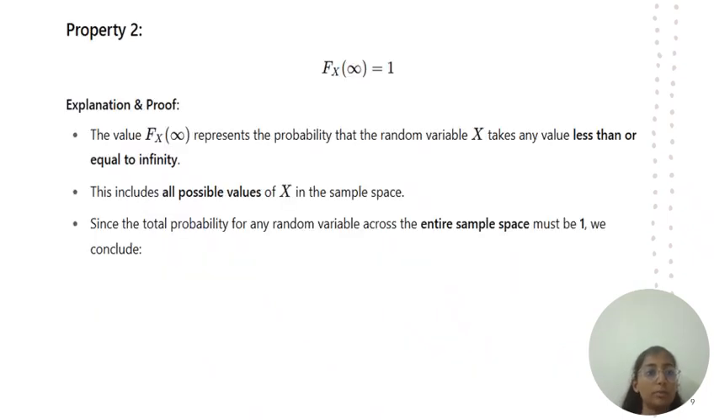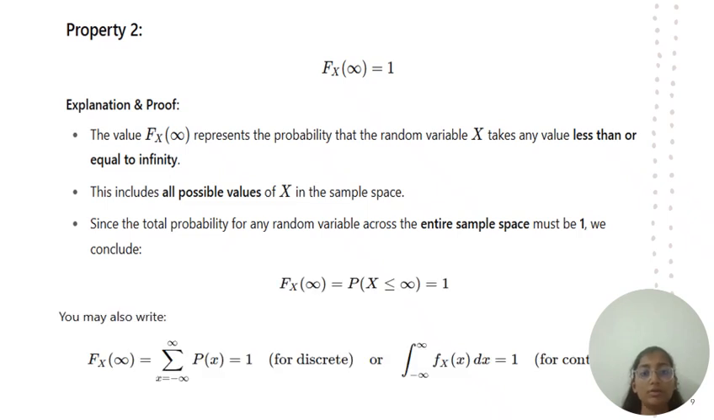Next, property number 2. F_X of infinity equals 1. Here it tells that for positive values, the probability is going to be 1. Explanation and proof. The value F_X of infinity represents the probability that the random variable X takes any value less than or equal to infinity. This includes all possible values of X in the sample space. Since the total probability of any random variable across the entire sample space must be 1. As we know, the total probability in the entire space must equal 1.